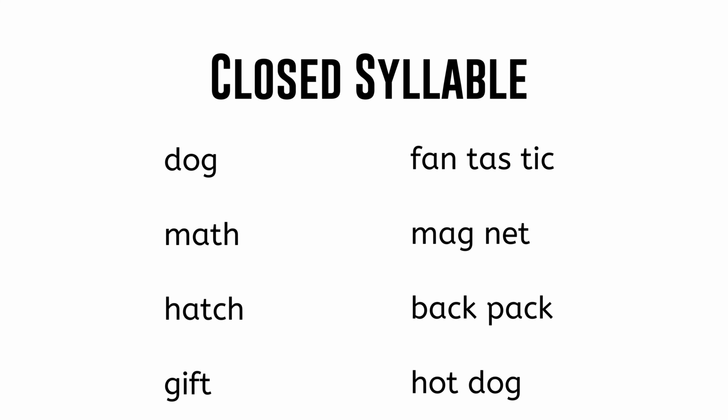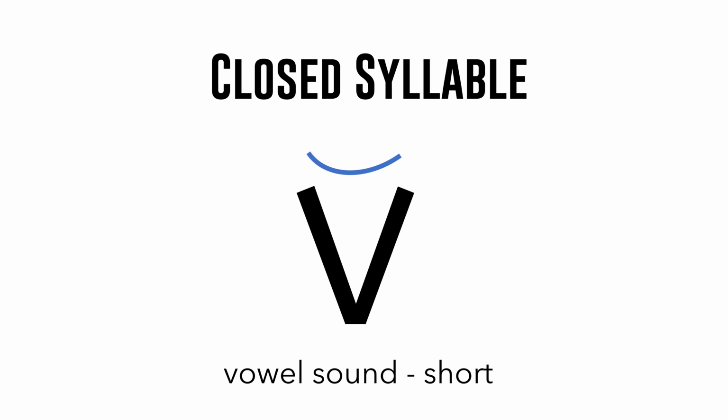Now that we've got a pretty clear understanding of how to identify a closed syllable, we have to think about the vowel sound. If you remember, I shared early on that understanding syllable types helps us predict the vowel sound. Go ahead and take a moment to think about the vowel sounds in these words. What do you notice about the vowel sound in each of these closed syllables? If you said that they each have a short vowel sound, you got it. The vowel sound in a closed syllable is short.